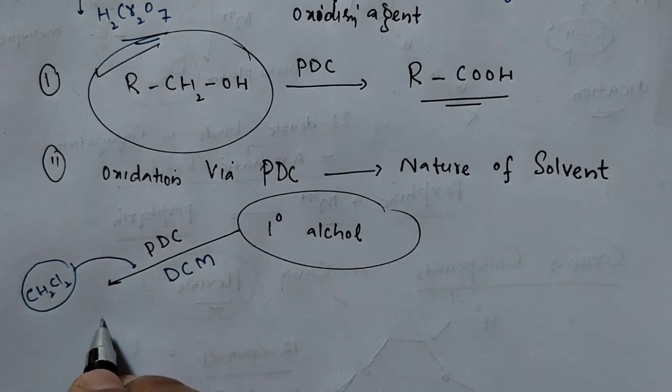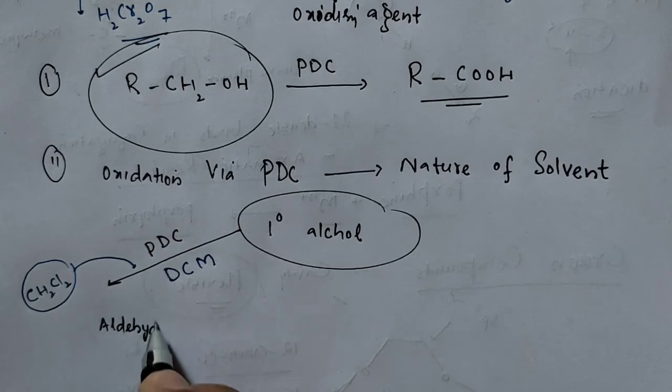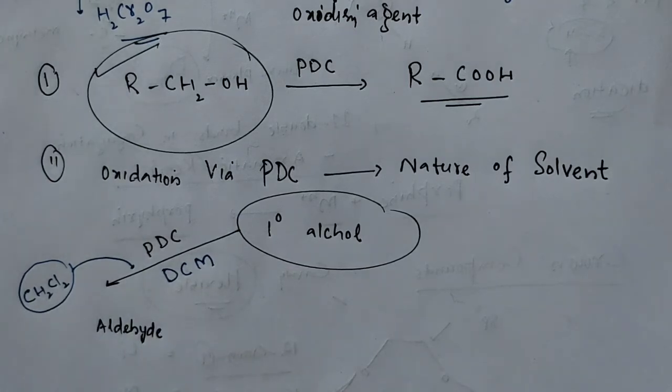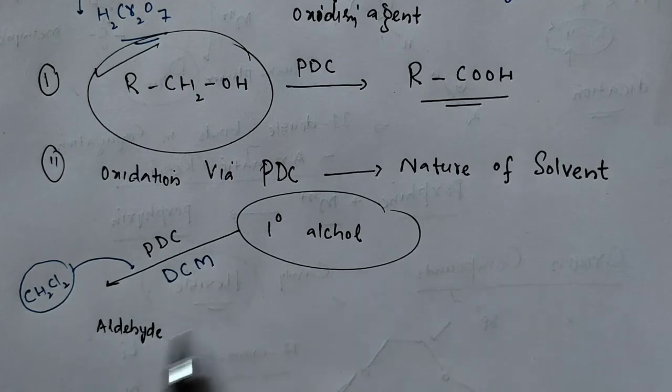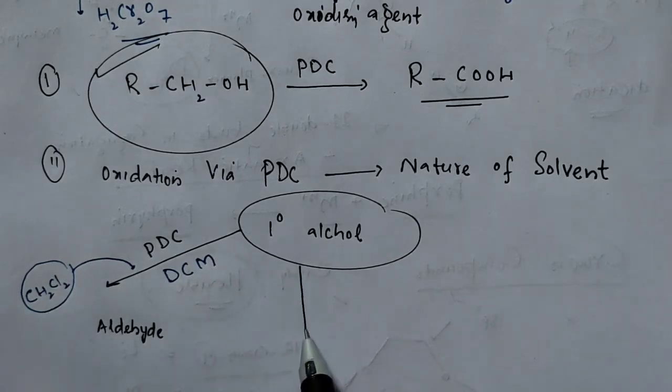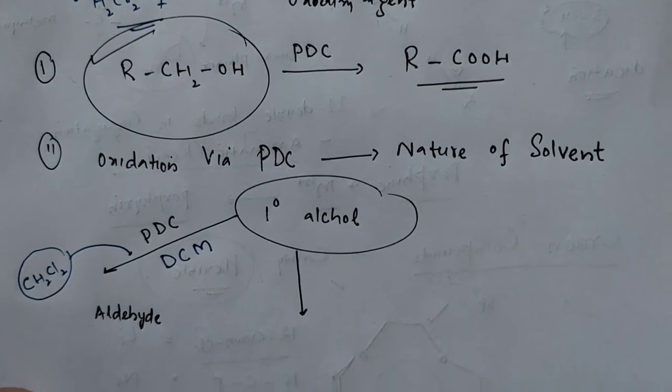So this is very interesting. Even though I said it's a strong oxidizing agent, its tendency to oxidize the substrates depends on the nature of the solvent. By changing the solvent, in the presence of DCM, it does one level oxidation.